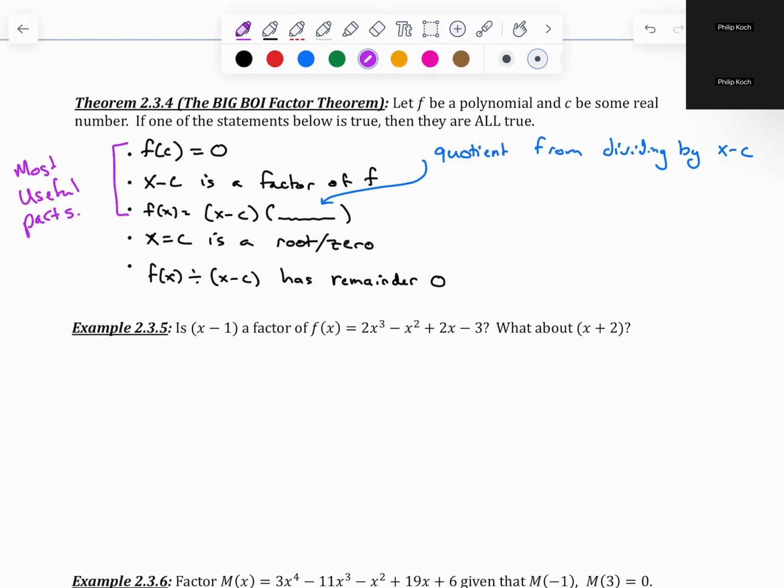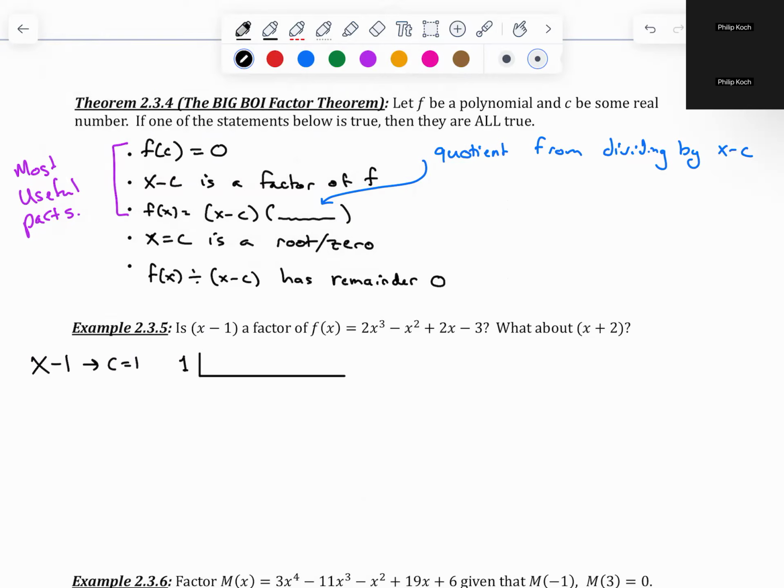Is x minus 1 a factor of f of x equals 2x cubed minus x squared plus 2x minus 3? And what about x plus 2? What it probably should ask is, if it is, factor it further. So we're going to check out x equals 1. So x minus 1 implies c is equal to 1, and we're going to use the remainder theorem. We're going to synthetically divide. We could just plug in 1 and see if it works, but I'm going to do it this way because I might want to factor it later on, and if I get a remainder of 0, then I automatically know the factorization.